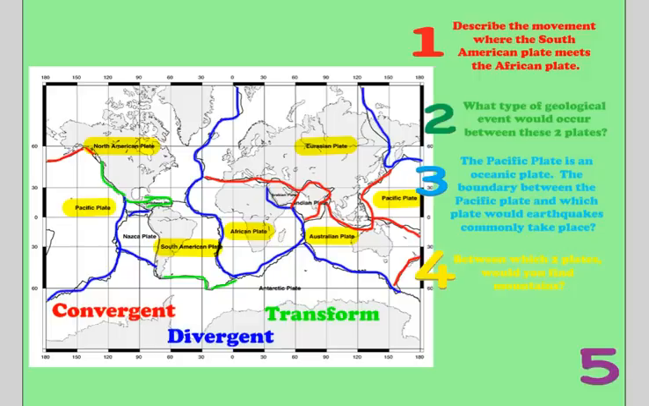Number 4. Between which two plates would you find mountains? Press pause and answer now.